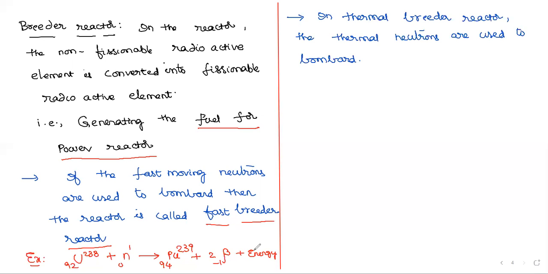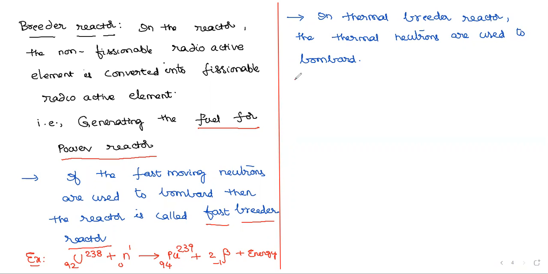Uranium-238, as I already told many times, is a non-fissionable radioactive element. It is not used for the fission process. Here, plutonium-239 is fissionable. So the non-fissionable is converted into fissionable, with a fast moving neutron.